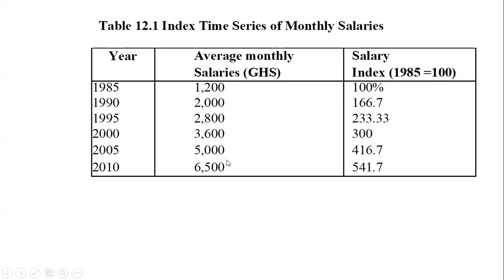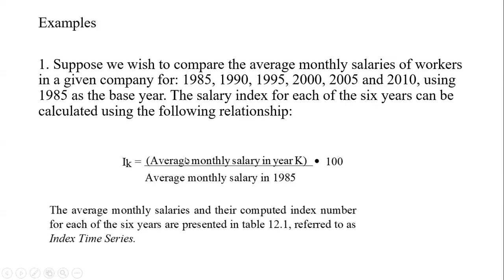Okay, so if you have to use this formula, it means that the salary index for each year will be the salary for the particular year divided by the salary for the base year. And the question has stated the base year to be 1985. So all the 6 salaries, you are going to divide by the salary for 1985, and then you multiply the result by 100. That's how you get the salary indices. So this is the formula.